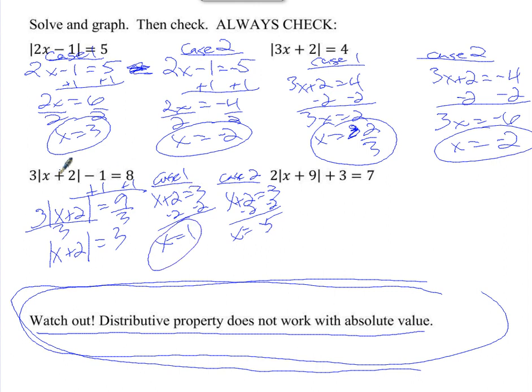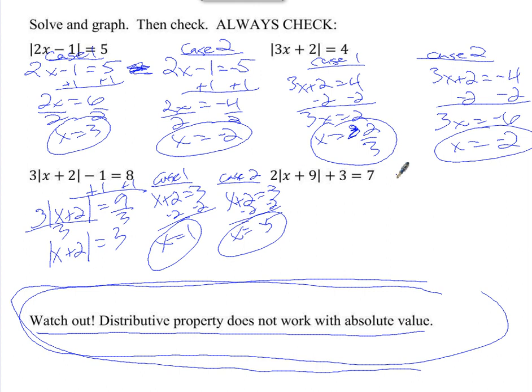-5 now. -5 plus 2 is -3. The absolute value is 3. 3 times 3 is 9. 9 minus 1 is 8. So this one also works. Check your answers. We haven't seen one not work yet, but we will. Make sure you check your answers.